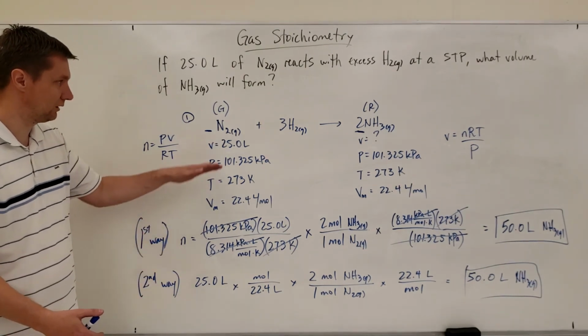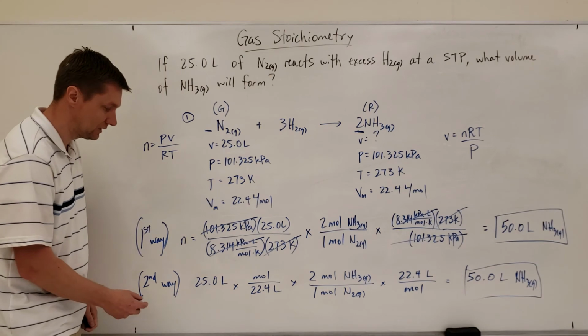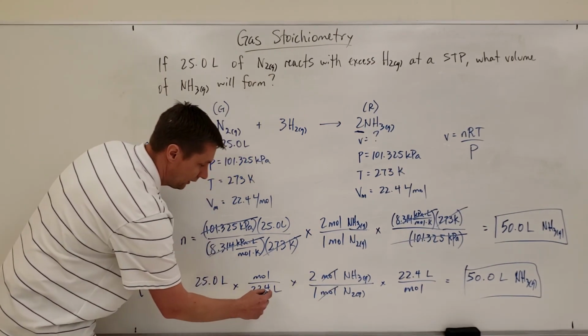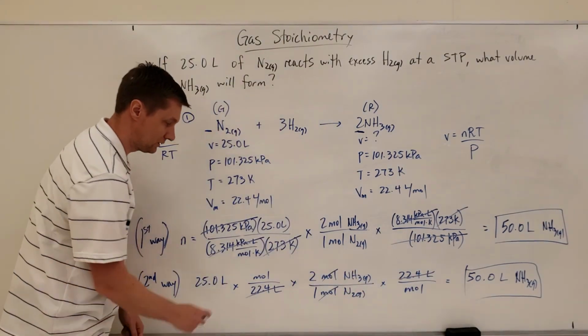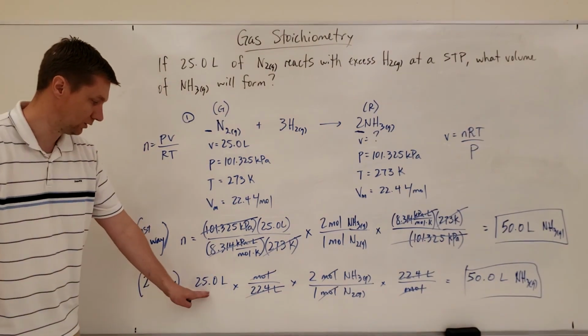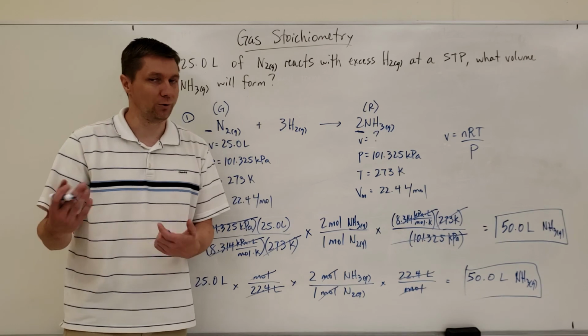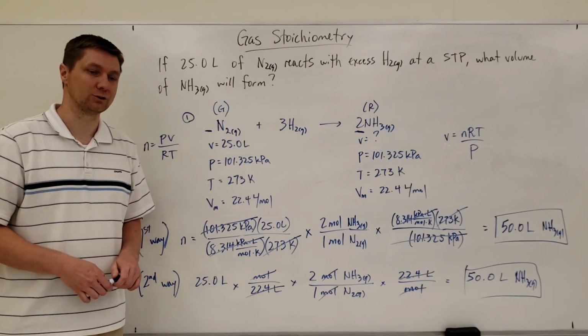Again, if you were given STP conditions, you could do the same thing down here below, and you can see the same thing rings true. Moles cancel, 22.4 liters on the bottom, 22.4 liters on the top, moles on the top, moles on the bottom, and all I'm left with here is 25 times 2 gives me 50. So both methods work, and this is just a law of combining volumes type of question.